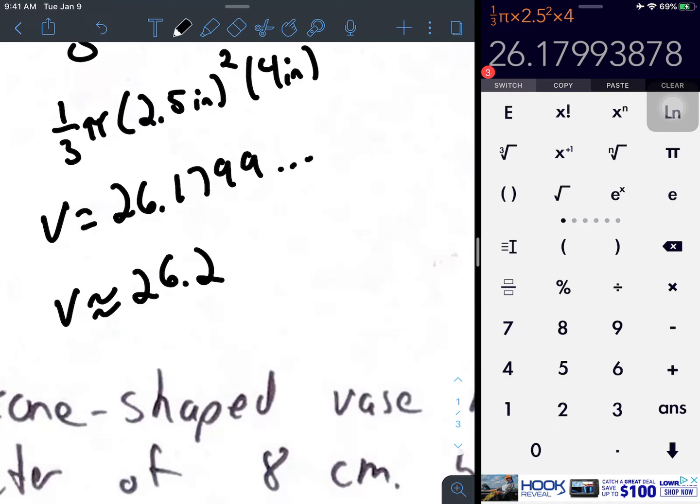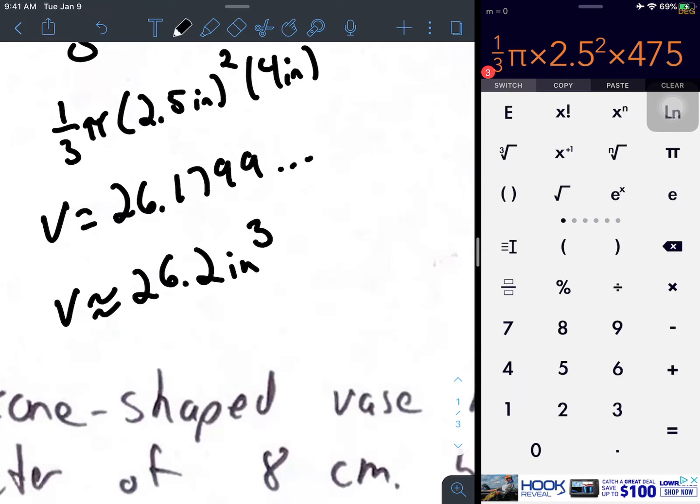And because volume is dealing with 3-dimensional shapes, our units are going to be cubed, and our units are inches.